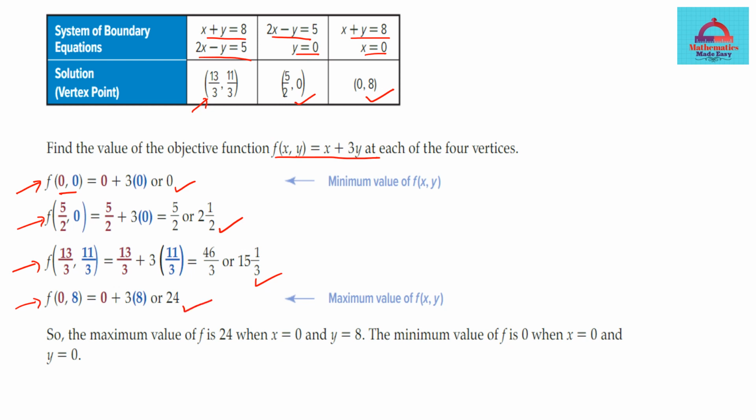So we need to select maximum and minimum. Obviously minimum is 0, which occurs at the point 0 comma 0, and maximum is 24, which occurs at the point x equal to 0, y equal to 8. So this is going to be a final answer where you mention the maximum value and the point, minimum value and the point. That completes your linear programming problem.